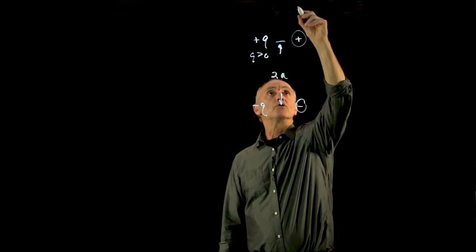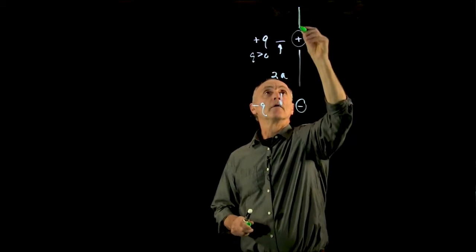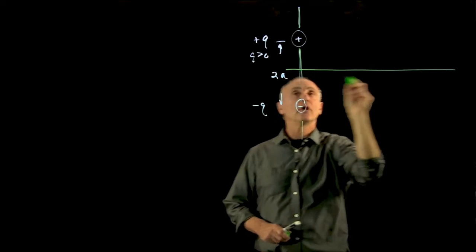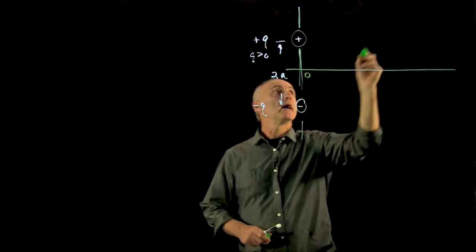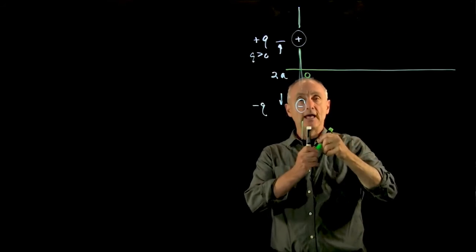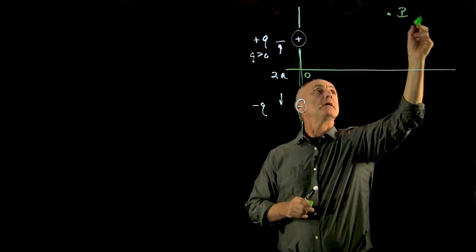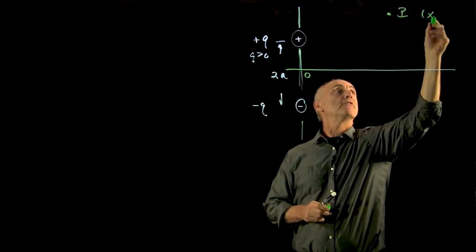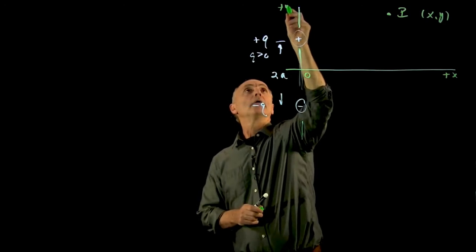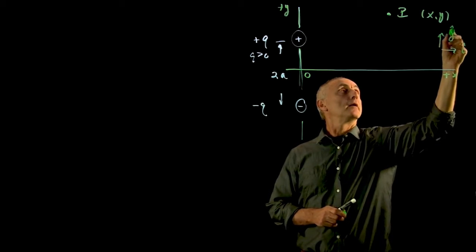And now I'm going to pick a coordinate system with an origin in between the two dipoles. So we have O between these two charges. And I want to calculate the electric field at some point P. Now, P can be anywhere in space, so I'm going to give it Cartesian values of x and y. And I have i hat and j hat.